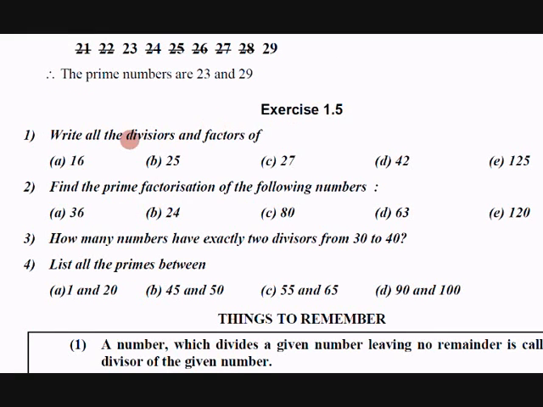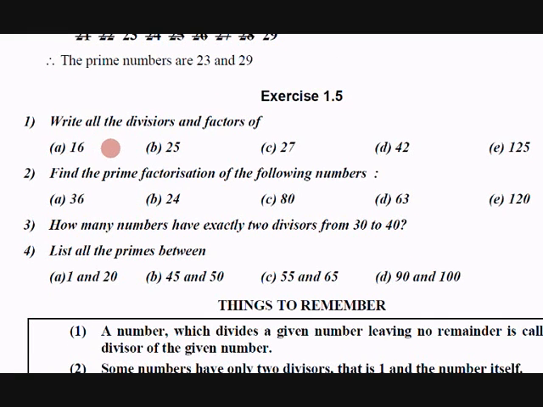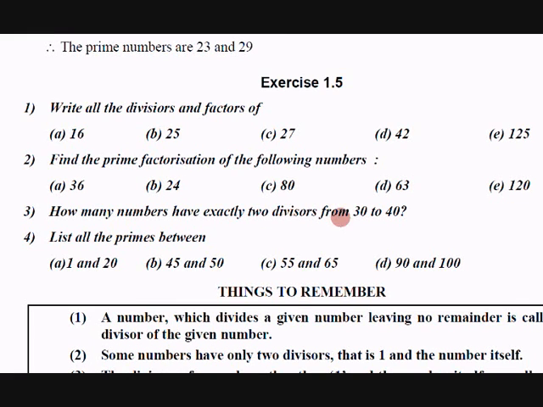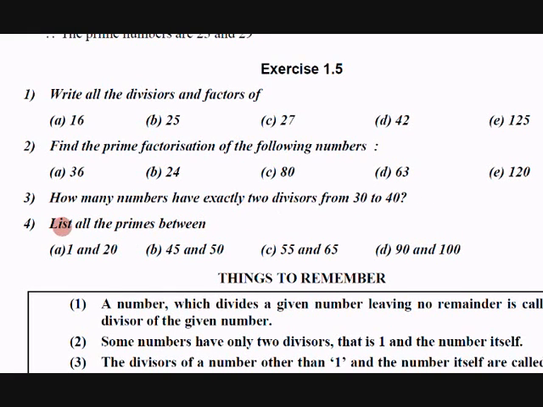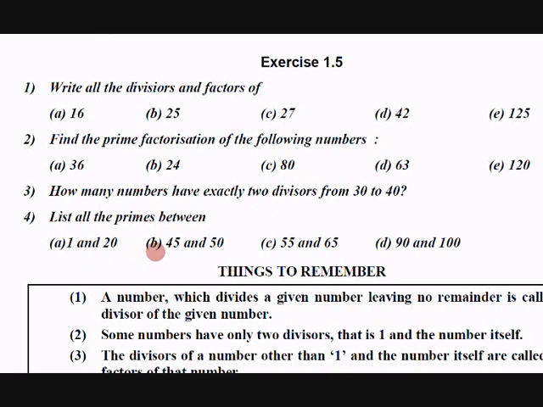Solve this exercise. Write all the divisors and factors of the numbers given below: 16, 25, 27, 42, etc. Find the prime factorization of the following numbers: 36, 24, 80, 63, 120. Hope you remember we did prime factorization. Right? How many numbers have exactly 2 divisors from 30 to 40? List all the numbers and use the sieve method to cancel out. List all the primes between 1 and 20, 45 and 50, 55 and 65, 90 and 100. List all the numbers and find it out.